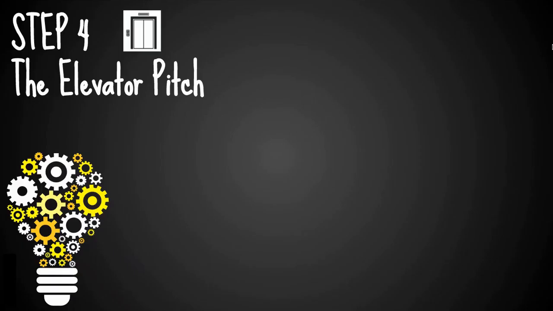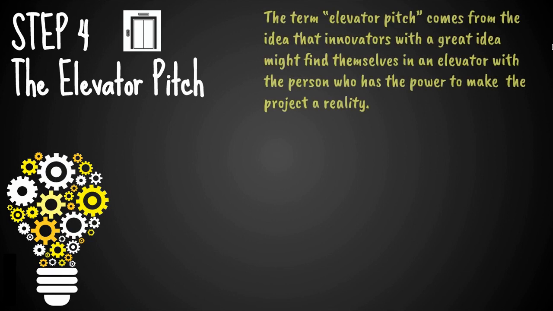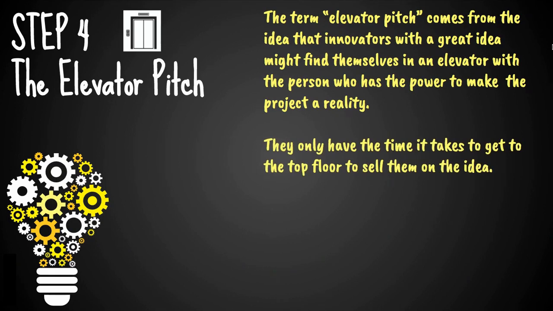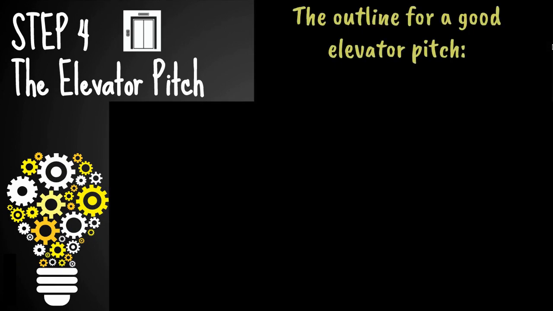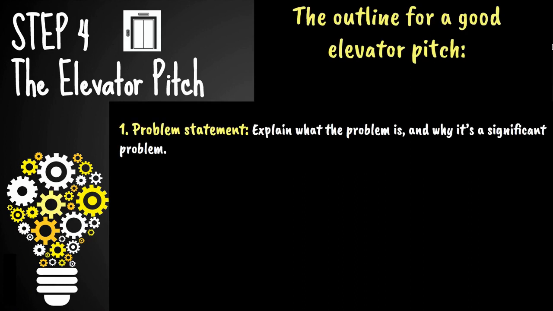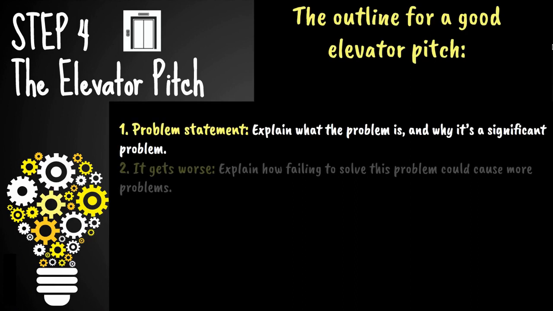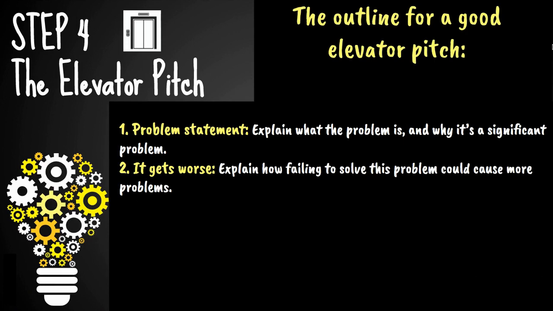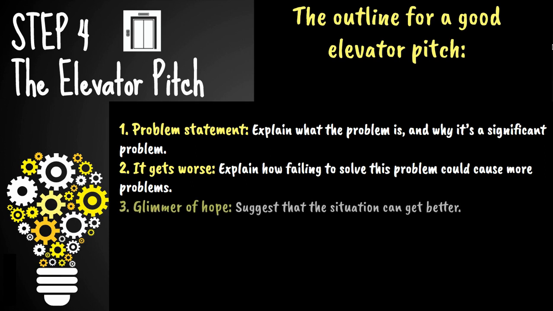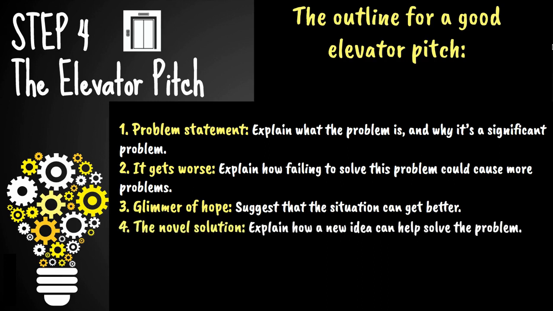Then they'll develop their elevator pitch. The elevator pitch is just, if you had to convince someone in 30 seconds to a minute, how would you do that? And so what they would do is they would come up with a problem statement. So what is the problem that they're trying to solve? They would explain how, if things continue to go down this path, how can things get worse? And then what are a glimmer of hope? What are things that can be done so that this can be improved or things can get better?